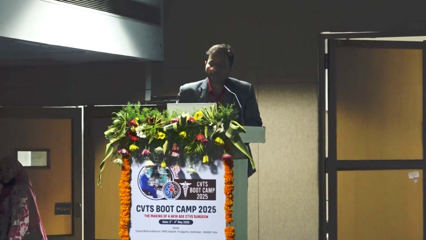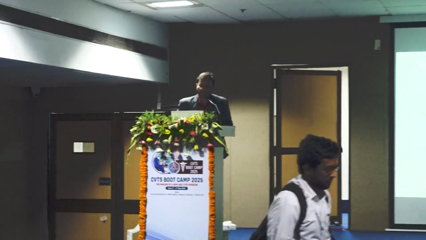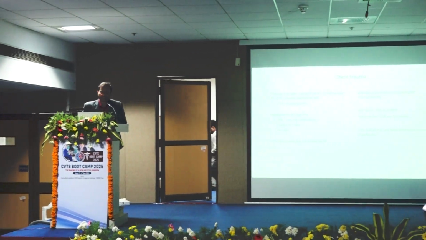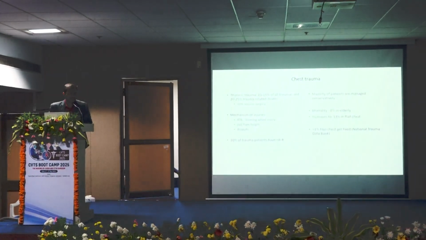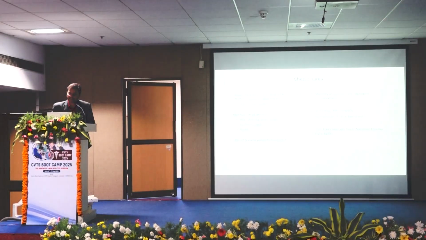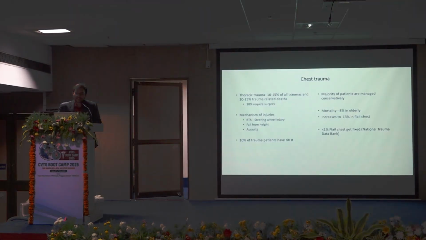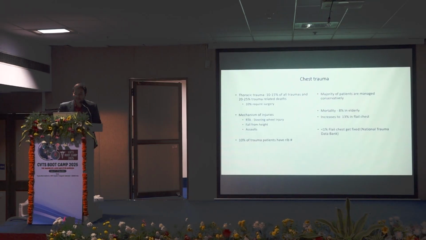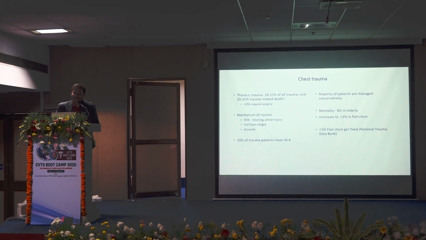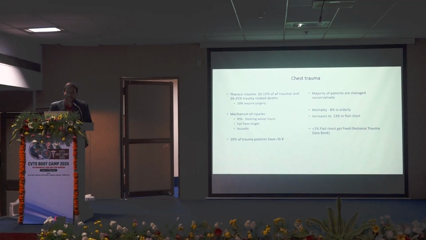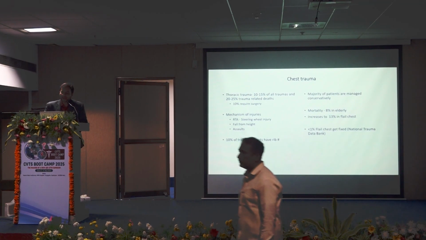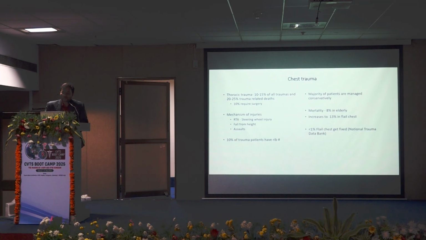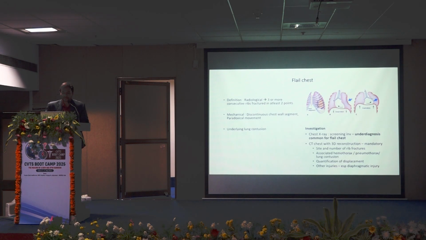10% of trauma patients have rib fractures, and among these, more than 19% are managed conservatively. The mortality is 8% in rib fractures, and when flail chest is involved, it increases up to 13%. According to the National Trauma Data Bank, less than 1% of flail chests get fixed. So there is a need for surgical fixation in this area.